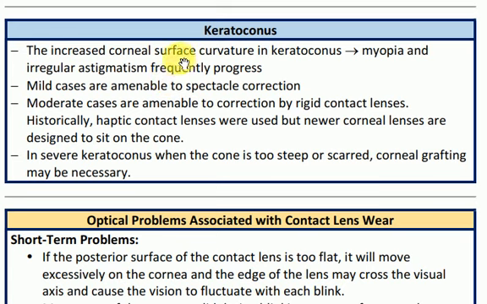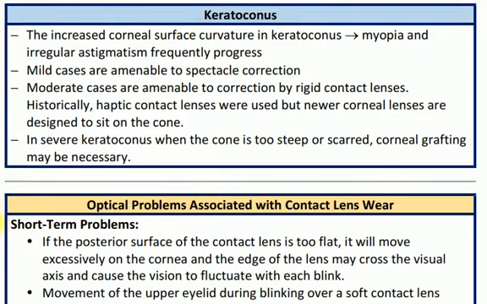Keratoconus: the corneal surface curvature is increased in keratoconus, and myopia and irregular astigmatism frequently progress. Mild cases are amenable to spectacle correction. Moderate cases are amenable to correction by rigid contact lenses. Historically, haptic contact lenses were used, but newer corneal lenses are designed to sit on the cone. In severe keratoconus, when the cone is too steep or scarred, corneal grafting may be necessary.